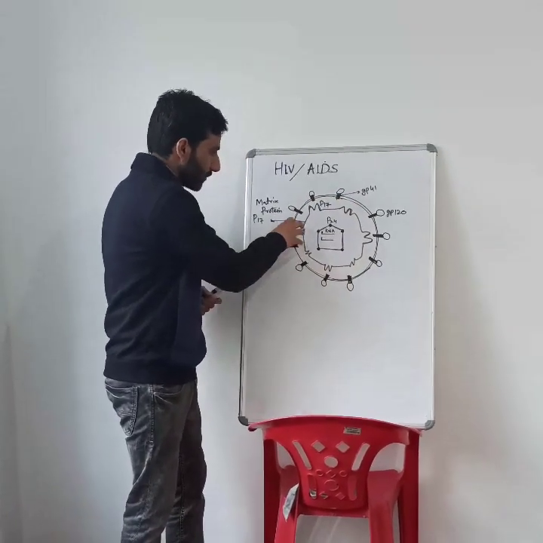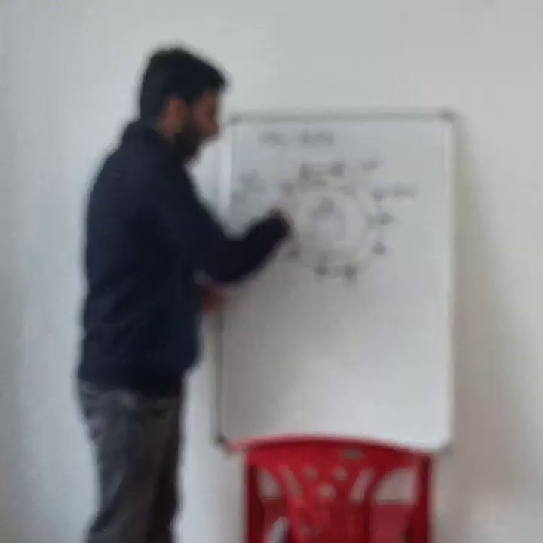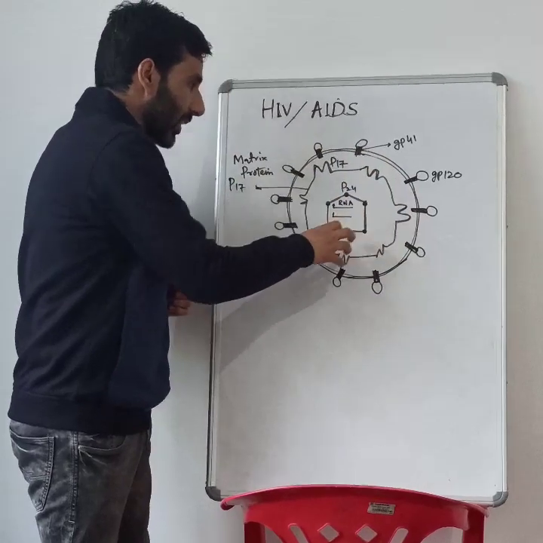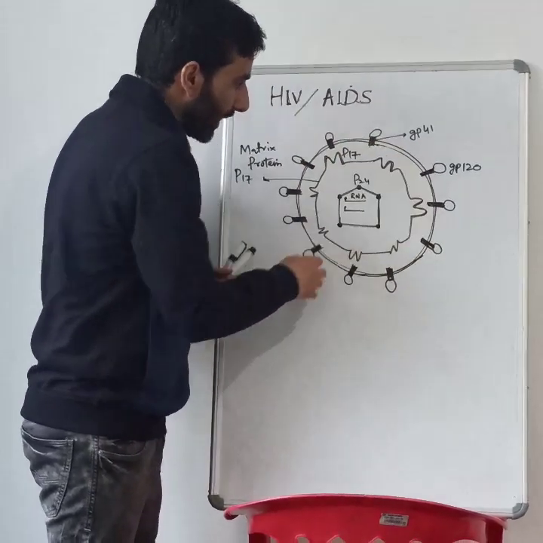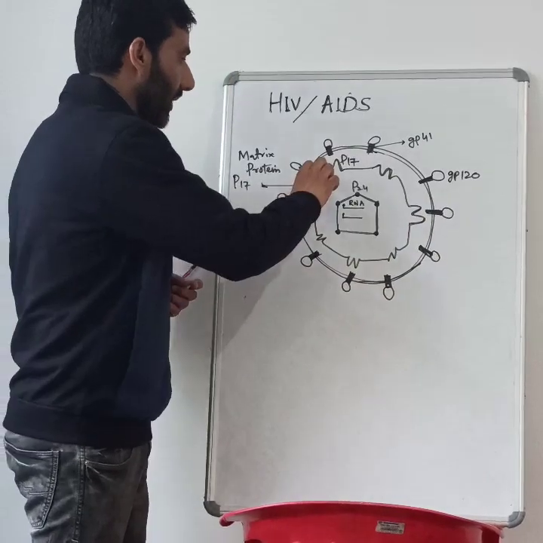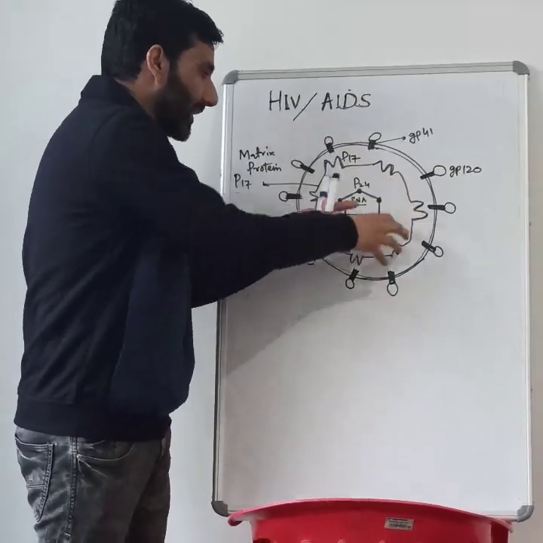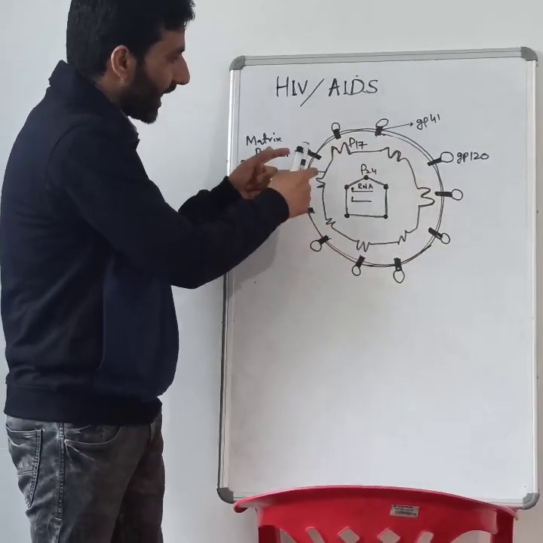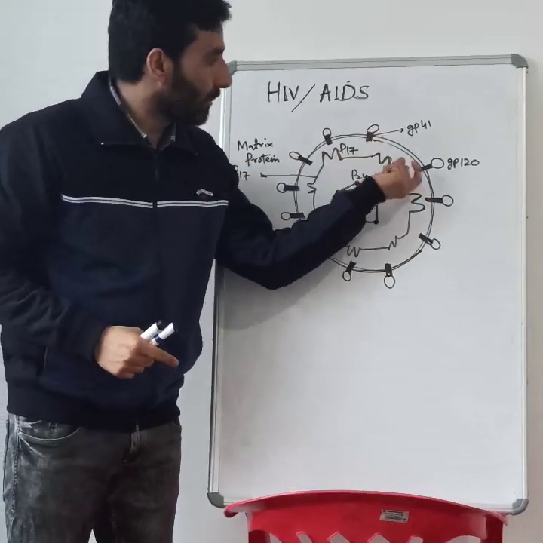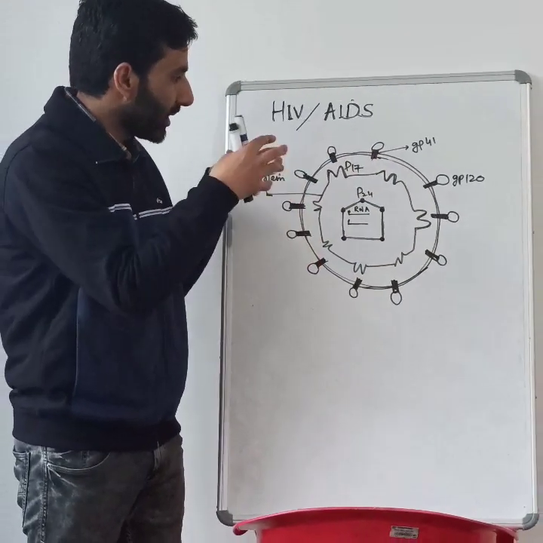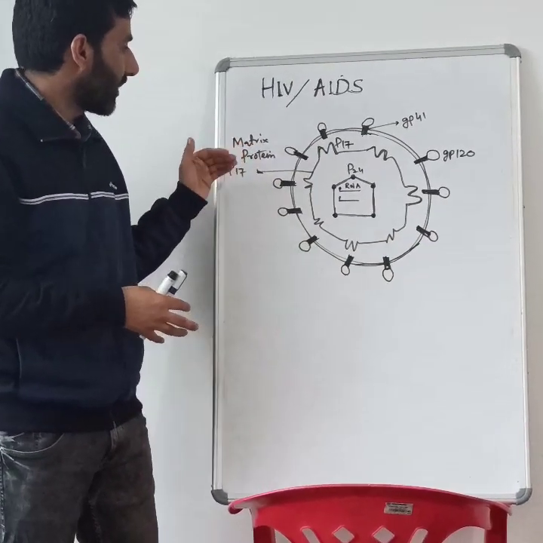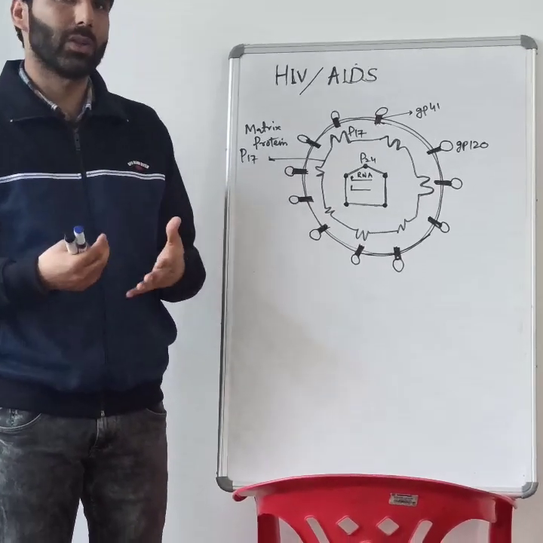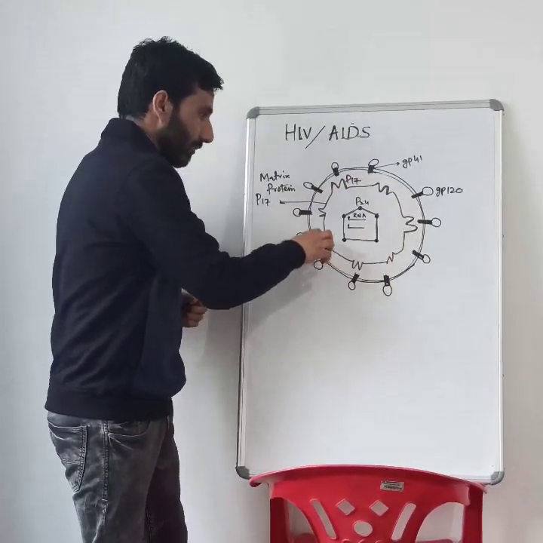As you see here, inside the virus, inside the lipid bubble, there are other types of proteins as well. The first protein, which I have drawn like an M alphabet, M for matrix. These are called matrix proteins. These proteins are formed in order to support the GP41. So these supporting proteins are called the matrix proteins, and they are P17. P for proteins, and 17 is their molecular weight.